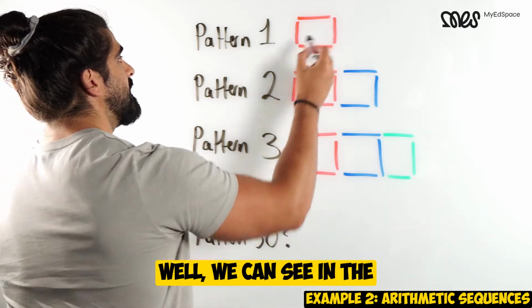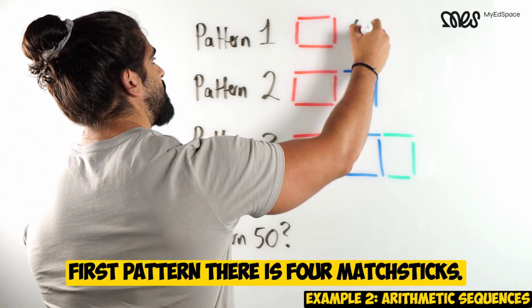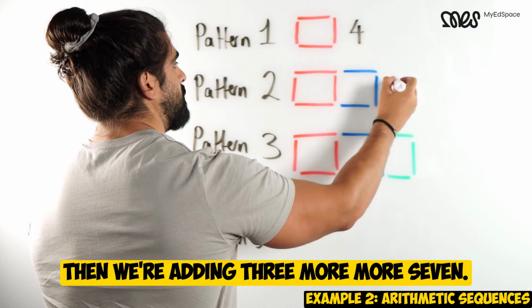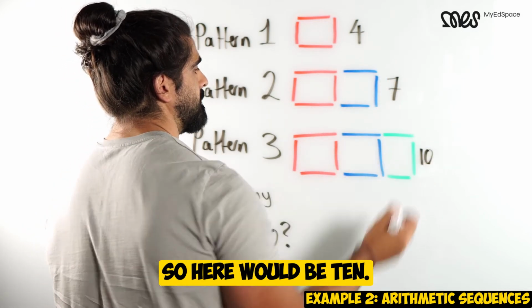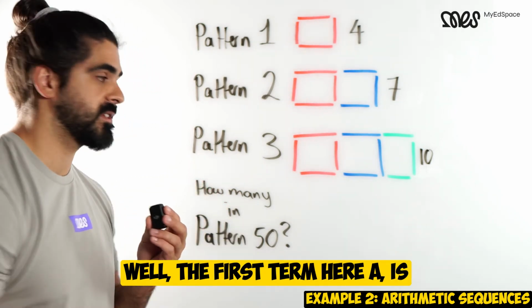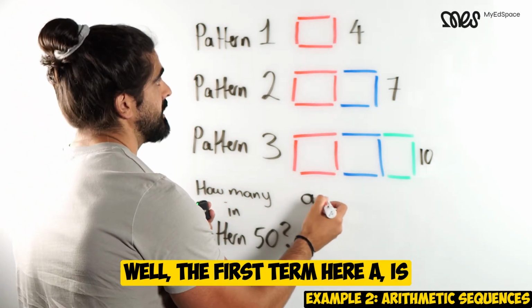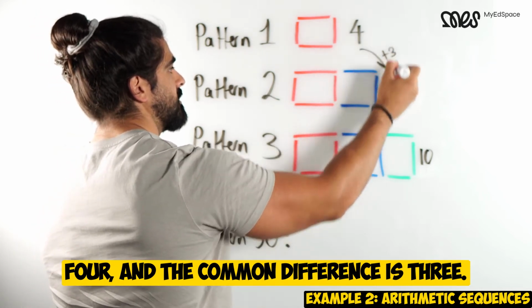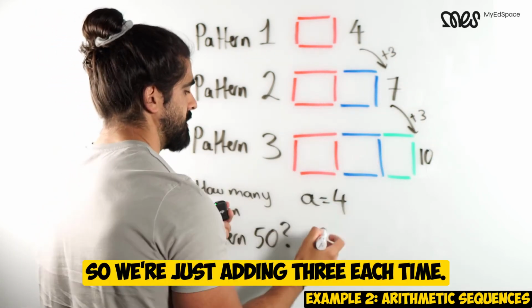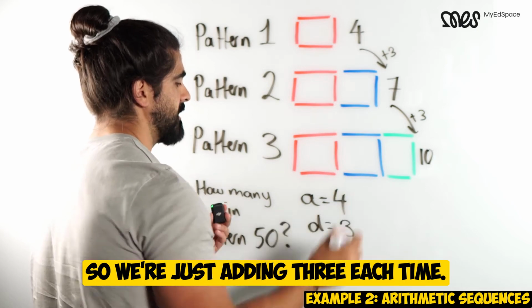Well, we can see in the first pattern there are 4 matchsticks. Then we're adding 3 more, 7. Then we're adding 3 more. So here would be 10. Well, the first term here, A, is 4, and the common difference is 3. So we're just adding 3 each time.